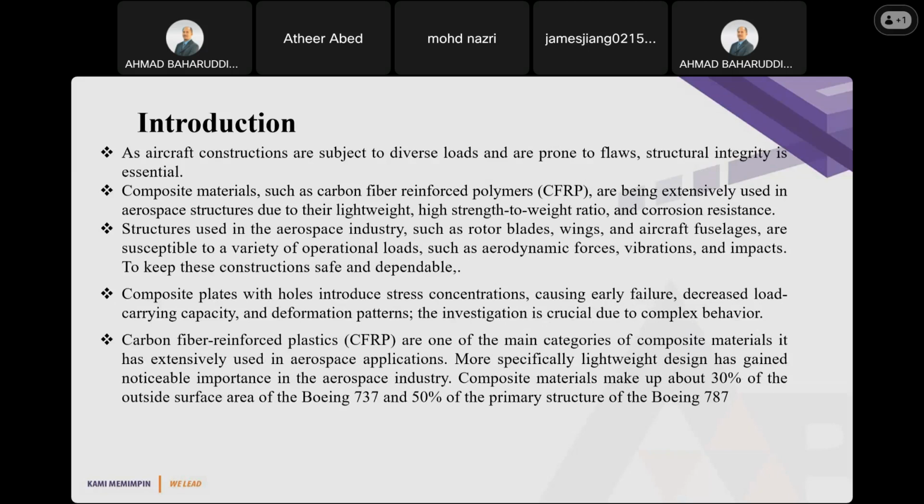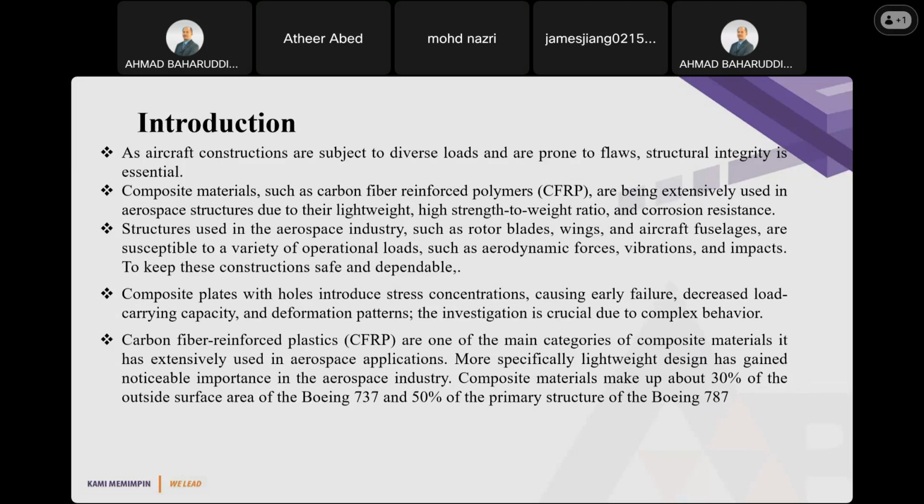application. More specifically, lightweight design has gained importance in the aerospace industry. Composite materials, for example, make about 30% of the outside surface area of the Boeing 737 and reach 50% of the primary structure of the Boeing 787. It's a very high percentage, and it's very important to study these materials and know the mechanical properties.